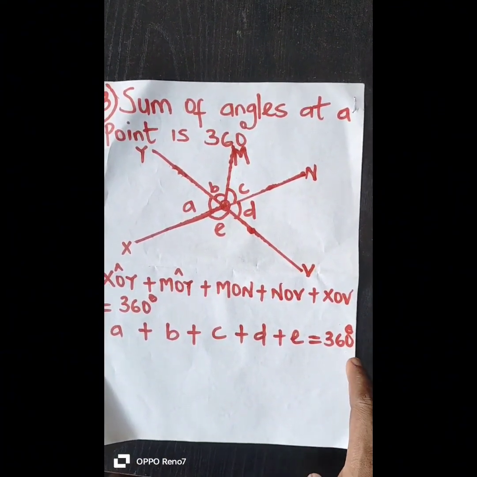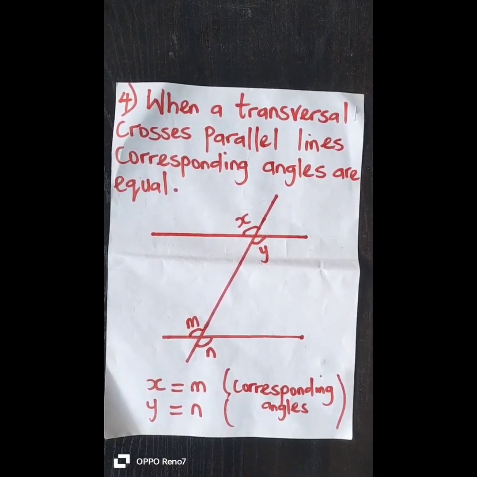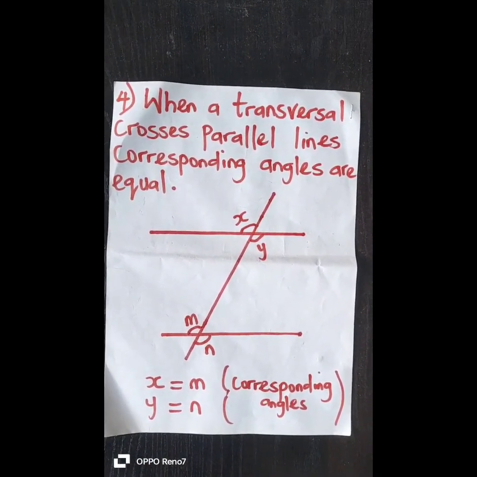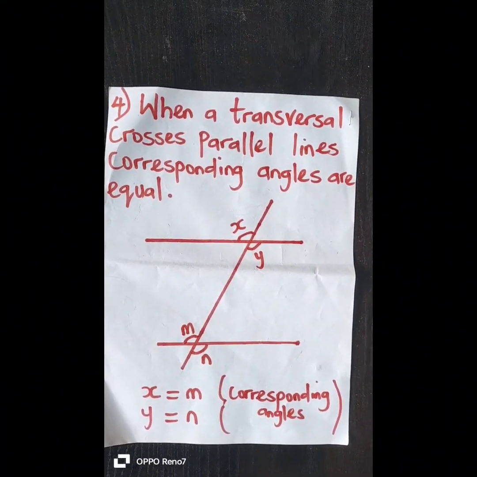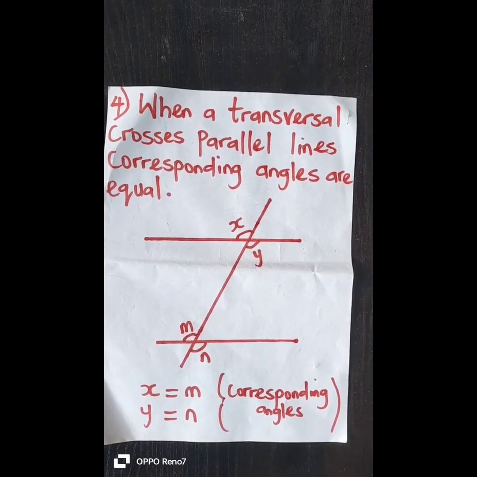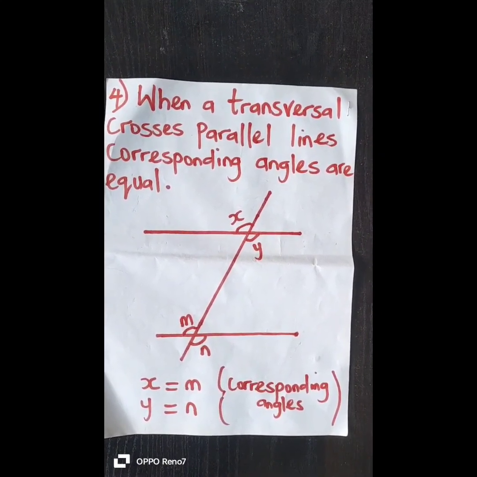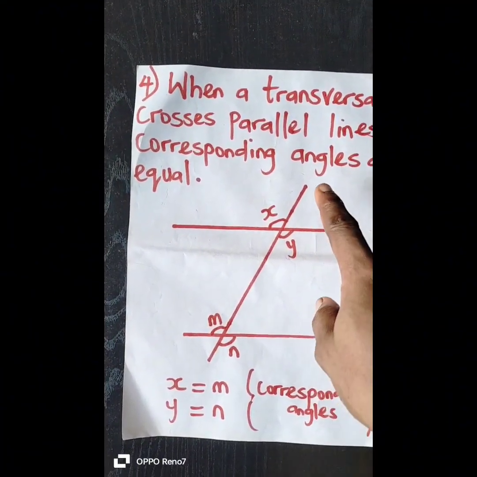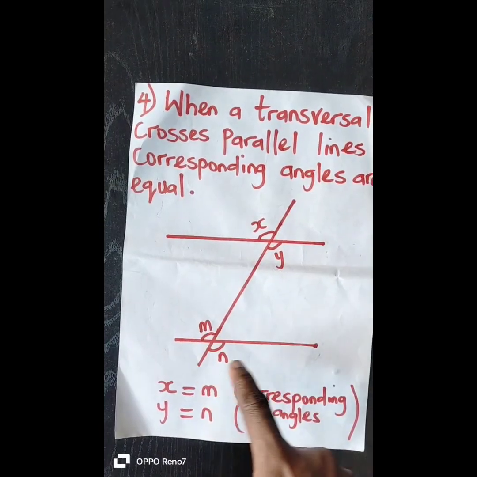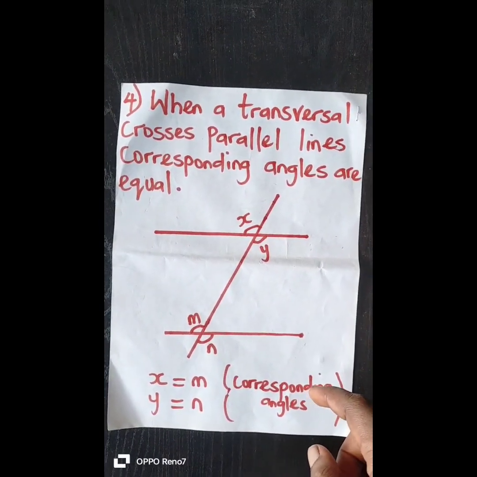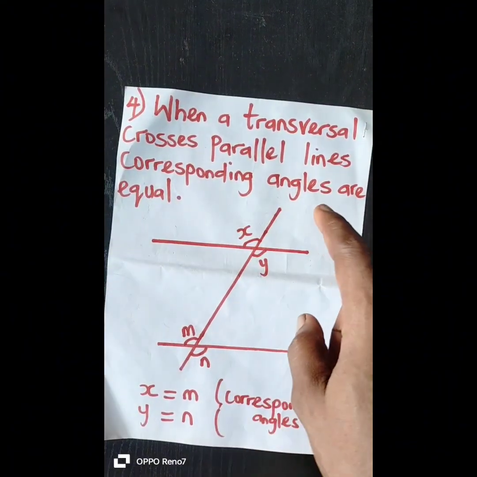Now here is the fourth property of angles, and it says when a transversal crosses parallel lines, corresponding angles are equal. What is a transversal? A transversal is simply a straight line that cuts across two or more lines. In this diagram, this is a transversal line. It cuts across two parallel lines. This is a parallel line, this is also a parallel line. Parallel lines are lines that do not meet. Now they say corresponding angles are equal.